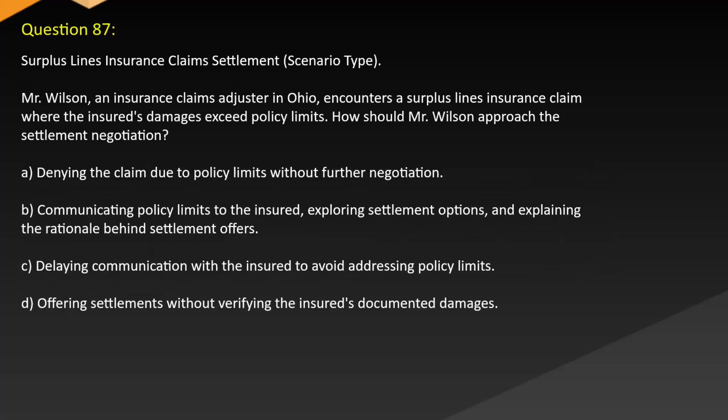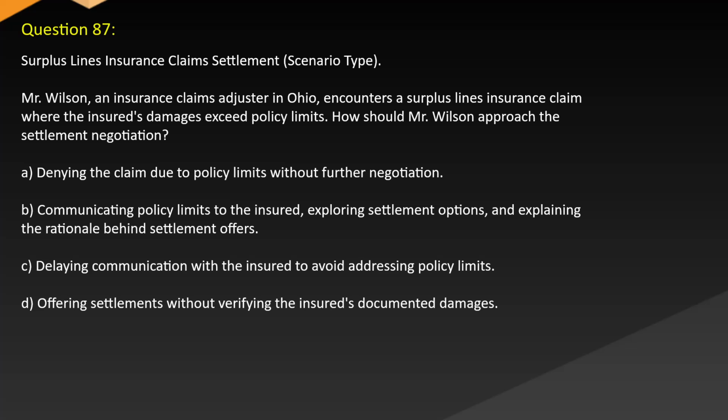3901.19. Question 87. Surplus lines insurance claims settlement scenario type. Mr. Wilson, an insurance claims adjuster in Ohio, encounters a surplus lines insurance claim where the insured's damages exceed policy limits. How should Mr. Wilson approach the settlement negotiation? A. Denying the claim due to policy limits without further negotiation. B. Communicating policy limits to the insured, exploring settlement options, and explaining the rationale behind settlement offers.